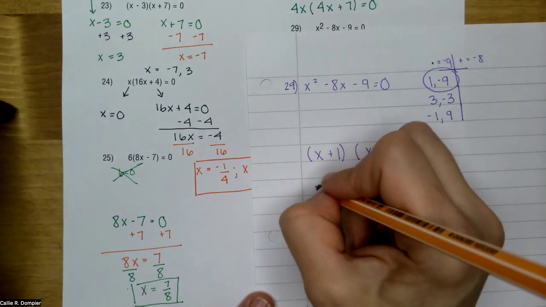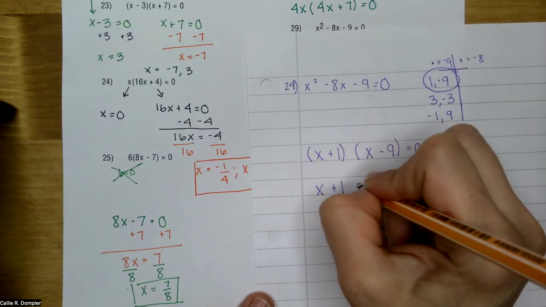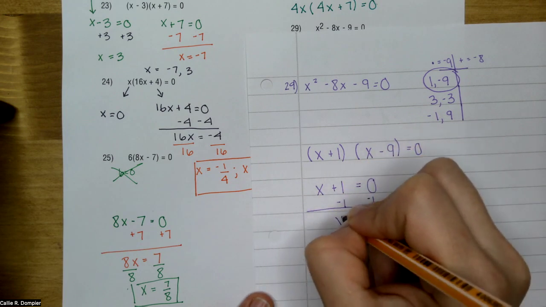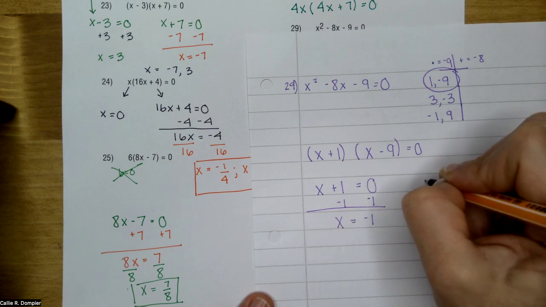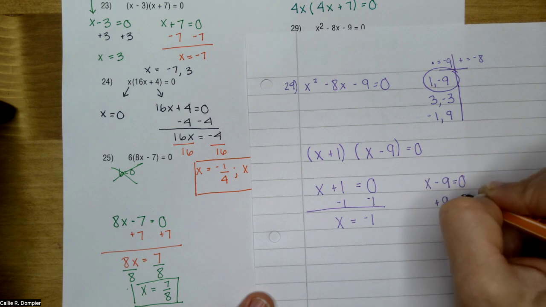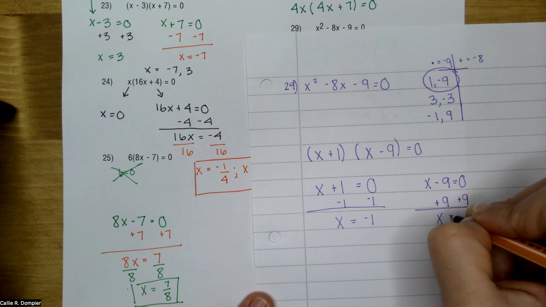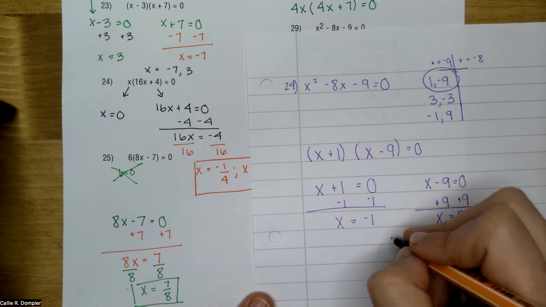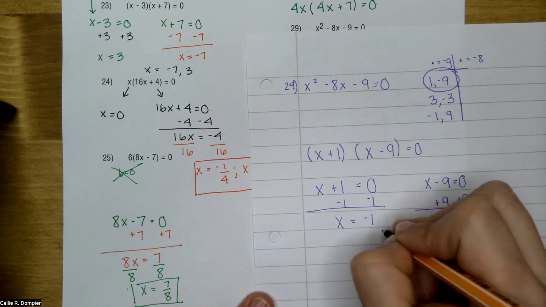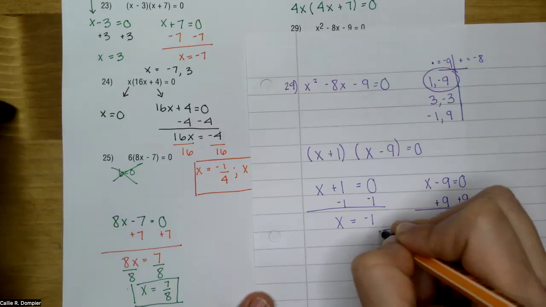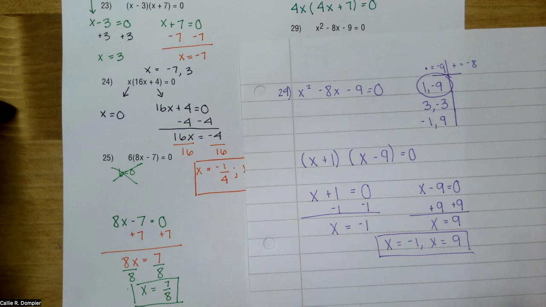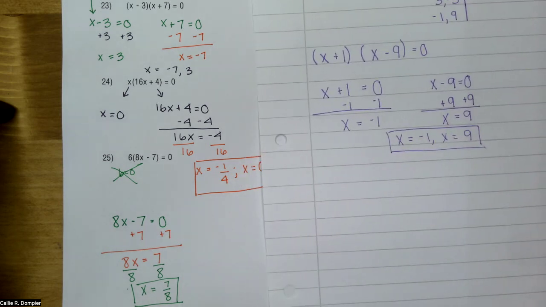What we're going to do next is take that first factor, set it equal to 0, solve for x, and we get x is negative 1. That second one, x minus 9 equals 0, x equals 9. So my two answers are x equals negative 1, x equals 9 for number 29. I just factored it, set each factor equal to 0 and solved for x. And now number 30.